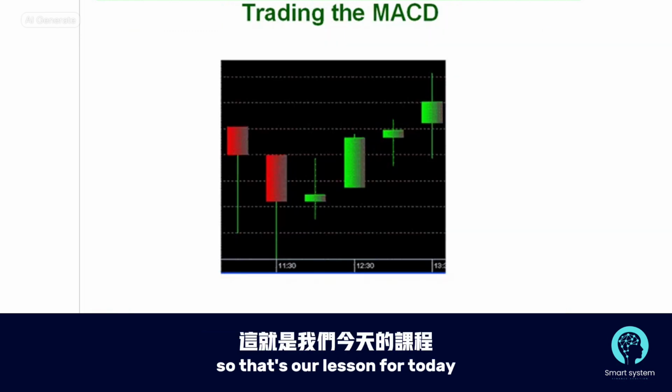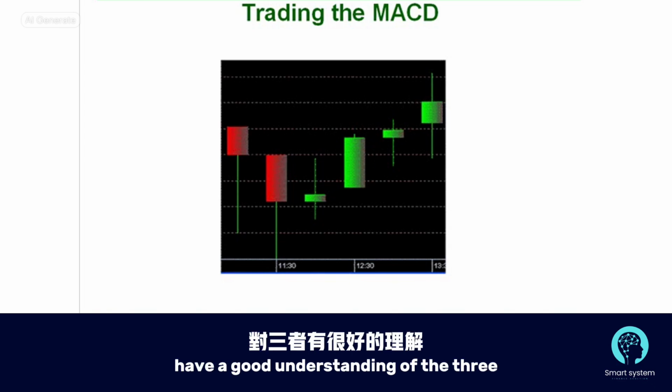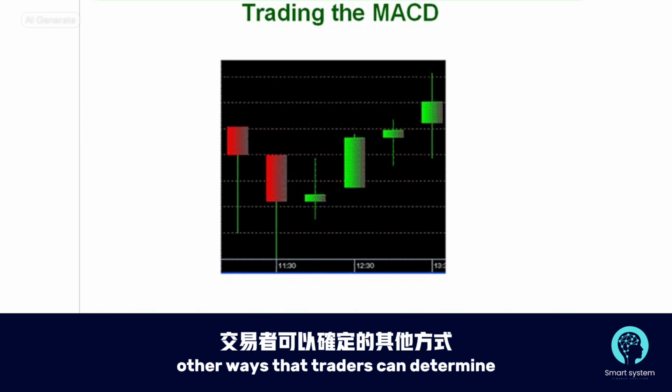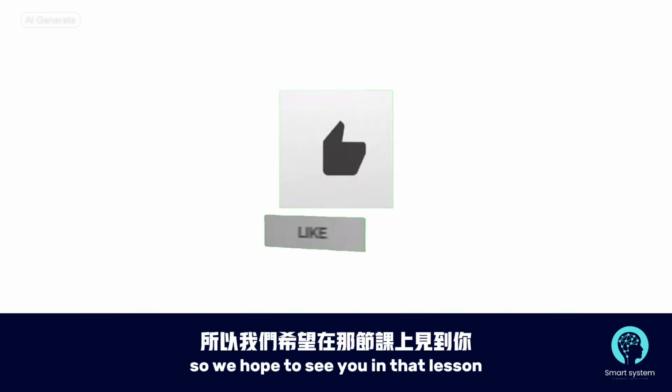So that's our lesson for today. You should now have a good understanding of the 3 main ways that traders look to trade the MACD indicator. In the next lesson, we're going to look at oscillators and start going into some of the other ways that traders can determine strength in the market.